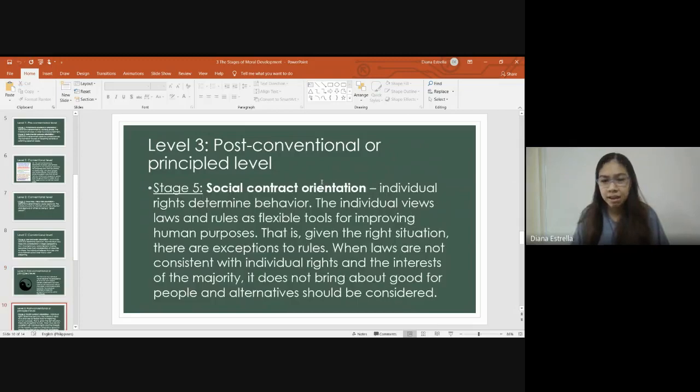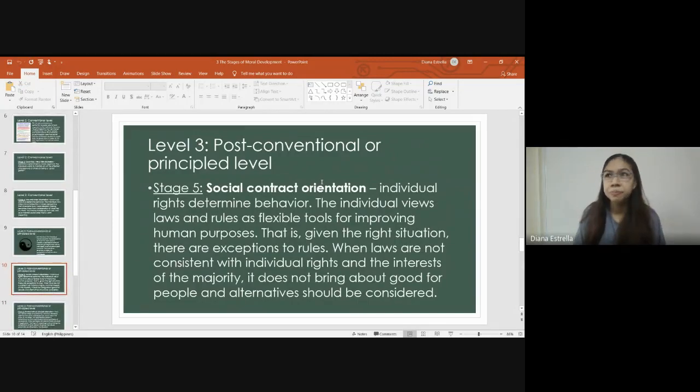So for stage 5, social contract orientation. This one, medyo mahirap, medyo confusing to dun sa stage 4 eh. Okay. Dito, you now follow yung exception to the rule. Like, okay lang sa'yo na meron ng exception to the rule. Okay.